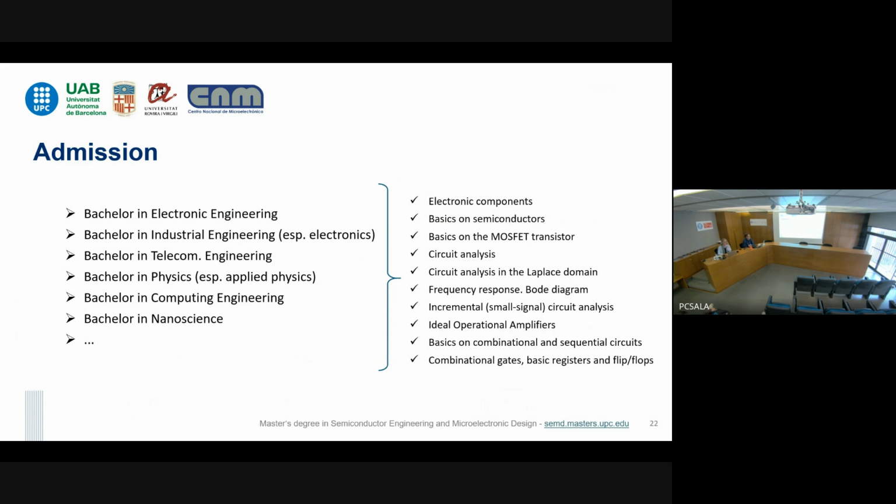So it is supposed that you know basics about electronic components, transistors, diodes, passive components, basics on semiconductors, basics on the MOSFET transistor. In microelectronics today, the main technology is CMOS. So you have to dominate the MOSFET transistor, and of course you will be taught about MOSFETs in the master, but at least identify the basic structure, the basic terminals, the basic behavior of the MOSFET. You have to have an intuition of that.